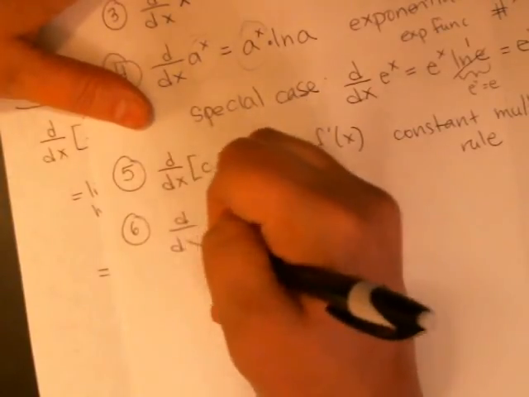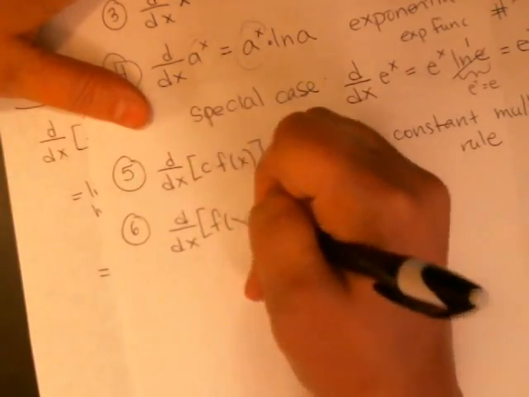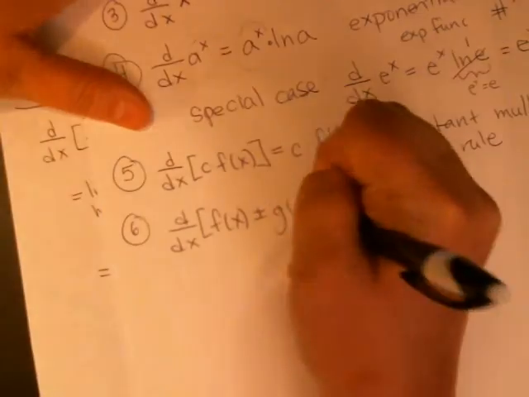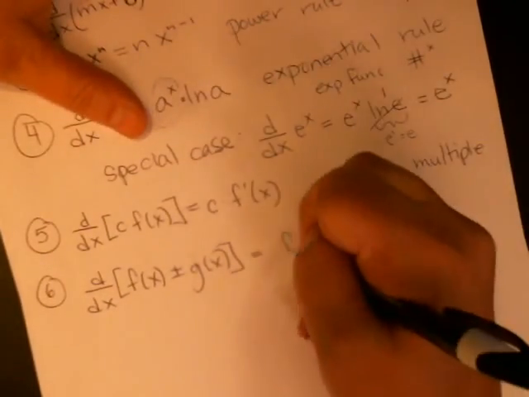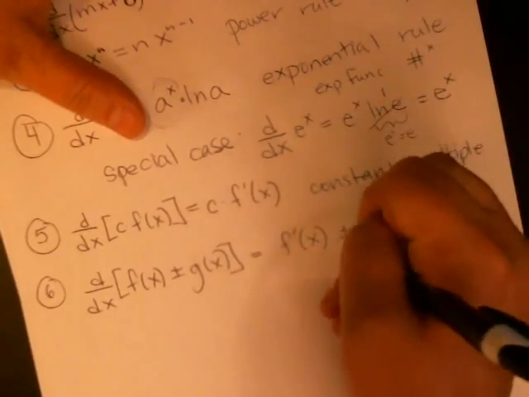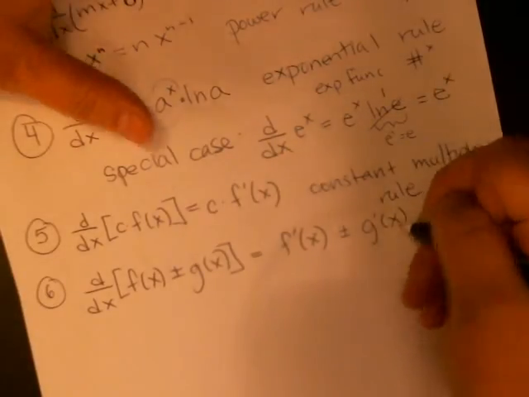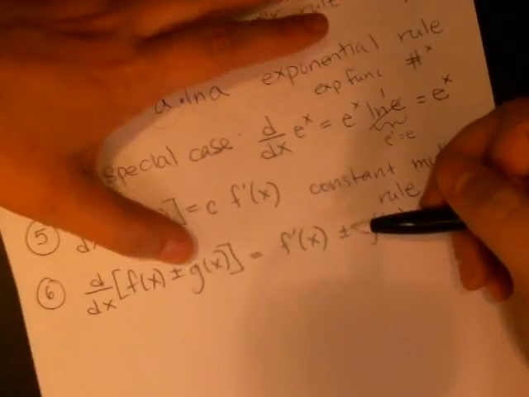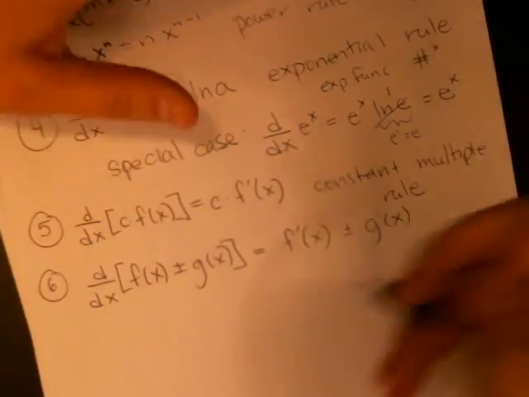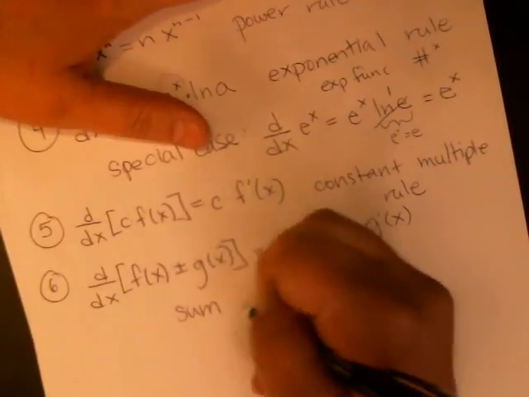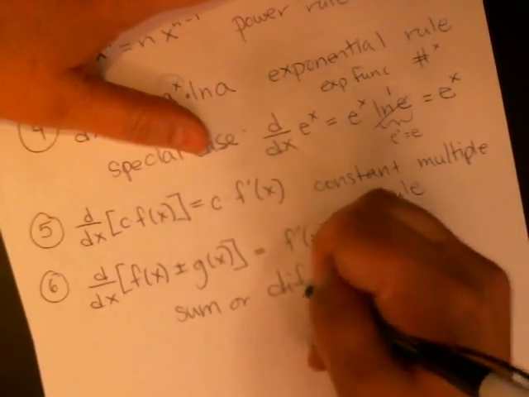I'll just give them both to you: if you have f of x plus or minus g of x, the derivative will be f prime of x plus or minus g prime of x. And again, these are situated the same way on purpose. If there's a plus on the left, there will be a plus on the right. And if there's a minus on the left, there will be a minus on the right. So this is the sum or difference rule.